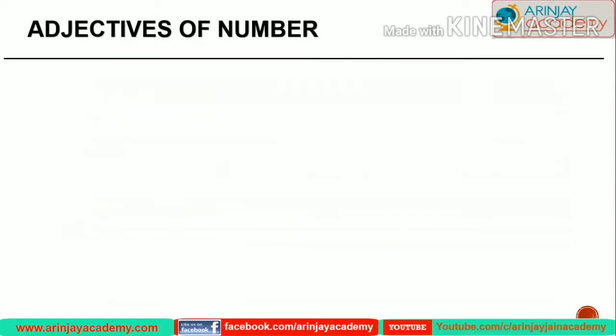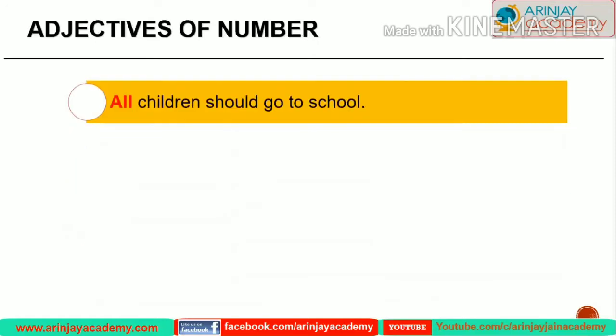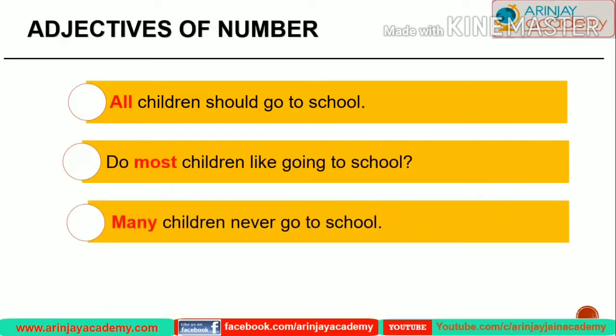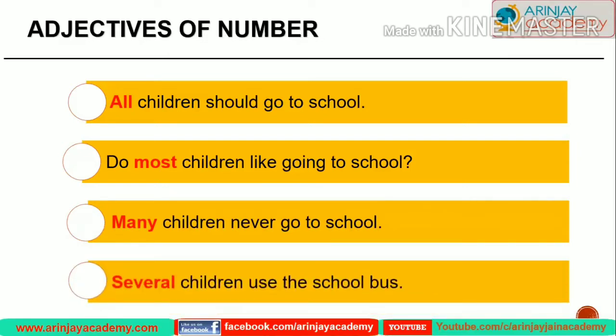Look at these sentences now. All children should go to school. Do most children like going to school? Many children never go to school. Several children use the school bus. Words like all, most, many, and several are also adjectives of number.